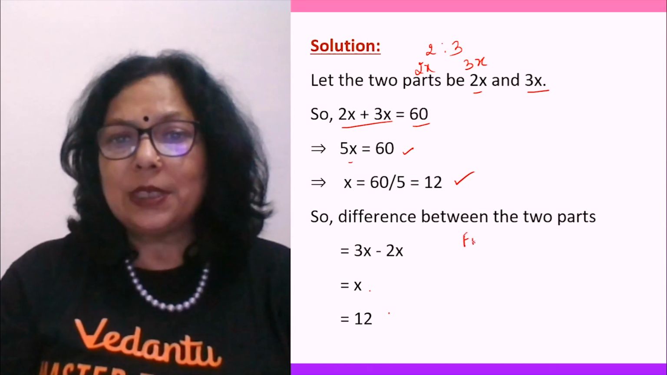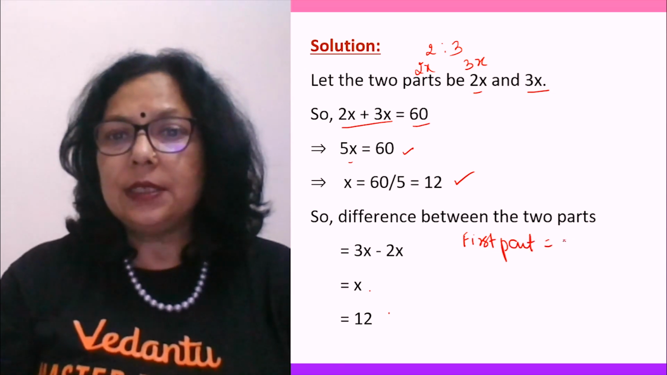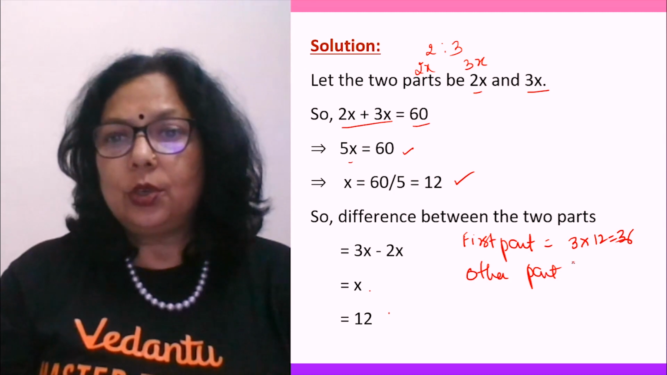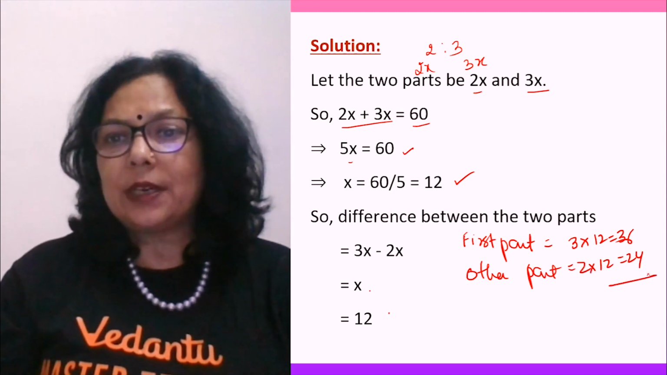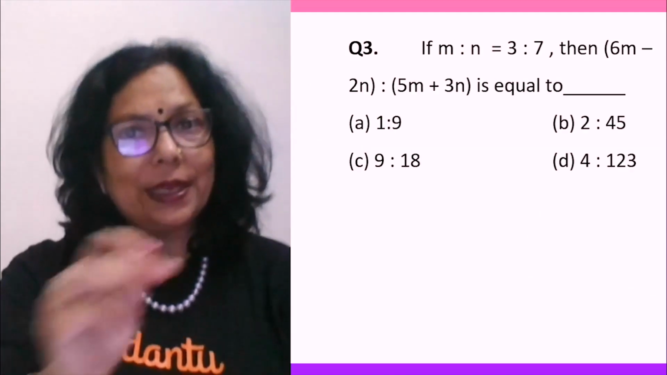I ask you how much is the first part now? First part is 3 into 12, that is 36. And the other part is 2 into 12, which is equal to 24. What is the difference between the two? 12. Got it? So it was also easy.